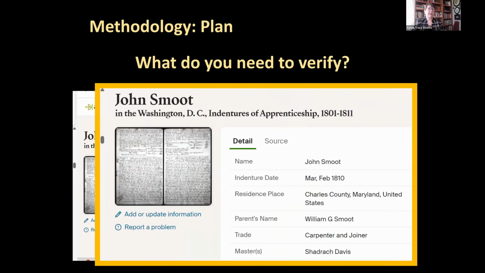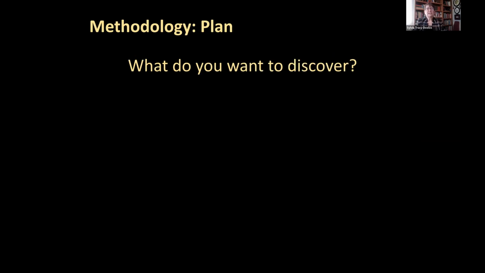This is an example of an apprenticeship, an indenture of apprenticeship for a John Smoot, not in my family, but a positively wonderful record. He was indentured March, February 1810. I'm not sure why the variation in the months. In Charles County, Maryland, it has his parents' name as William G. Smoot, so we love seeing that. He's a carpenter and a joiner, so we now have a trade to go with him. And his master is Shadrach Davis, so we know another name to research here that will help us find information about John Smoot.